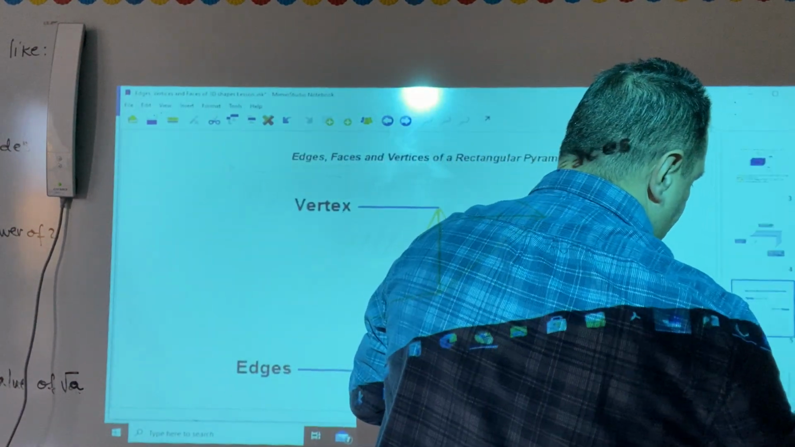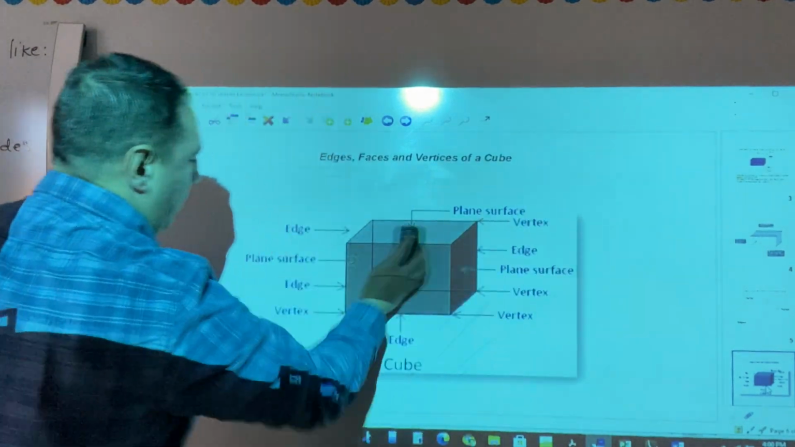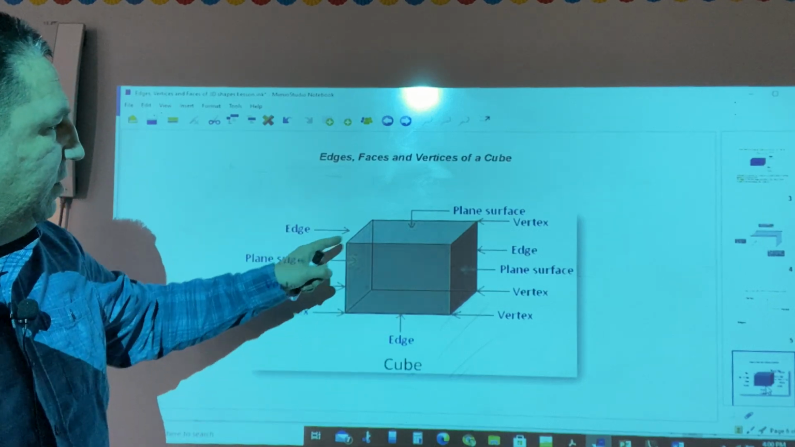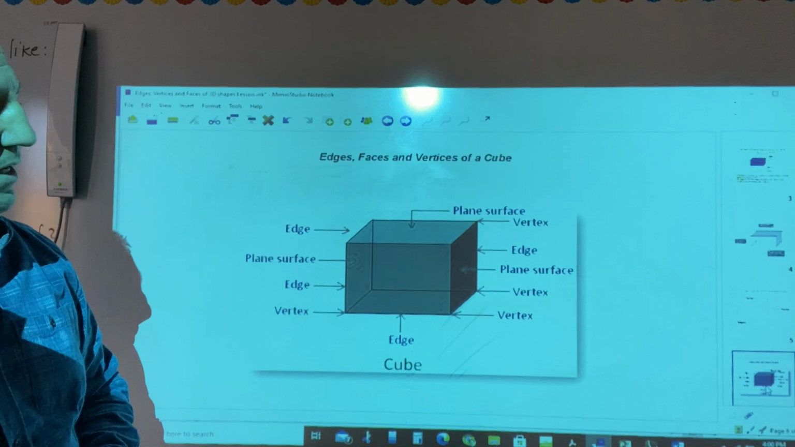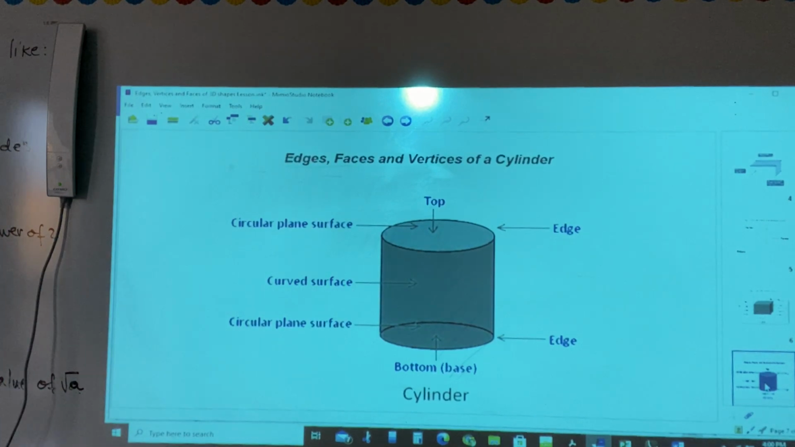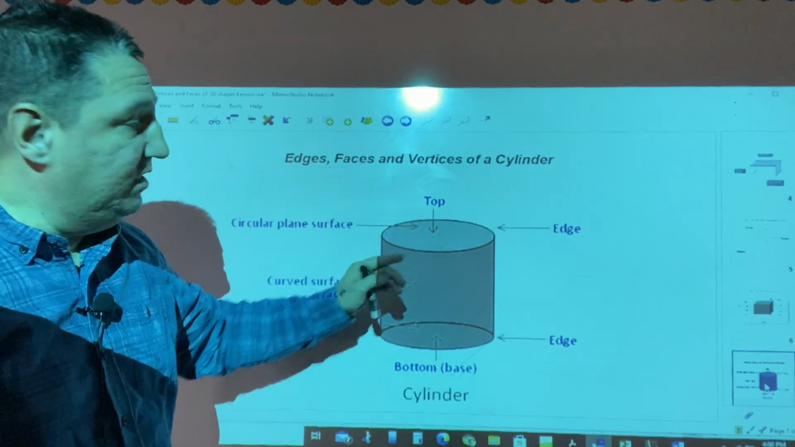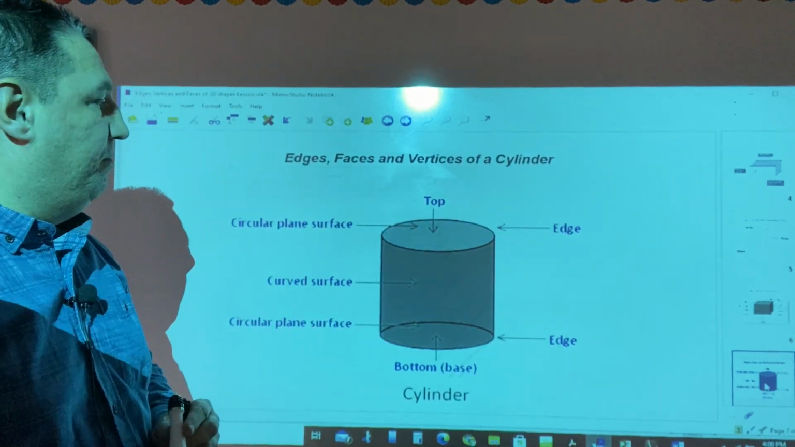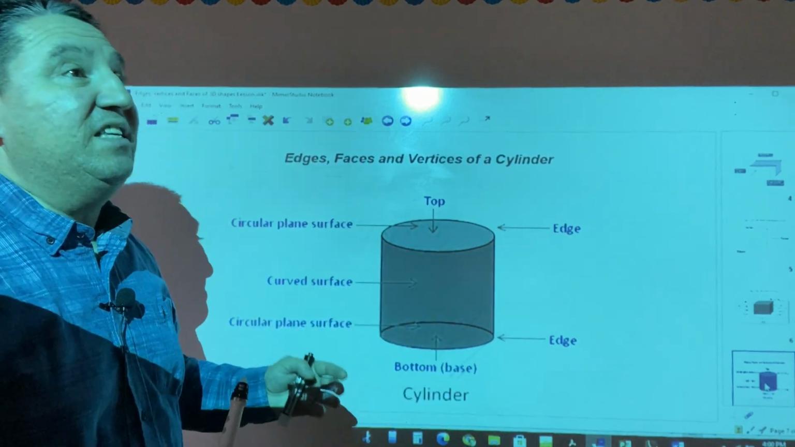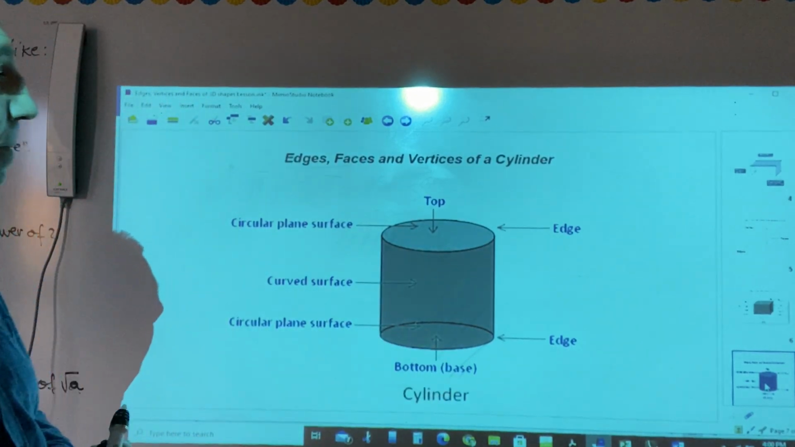And for another shape, a cube, again, we have edge, vertex, plane surface, and so on. Now, for a cylinder, again, we have flat surfaces, the bases, which are circles, and this is an edge. But the edge is not straight anymore, it's curved. Good.